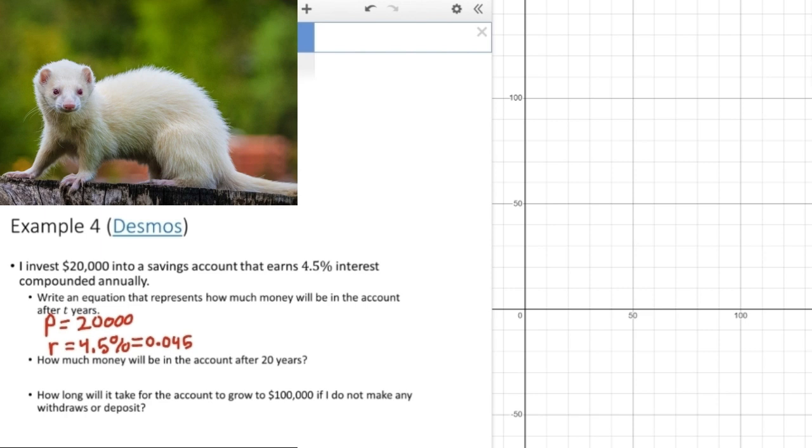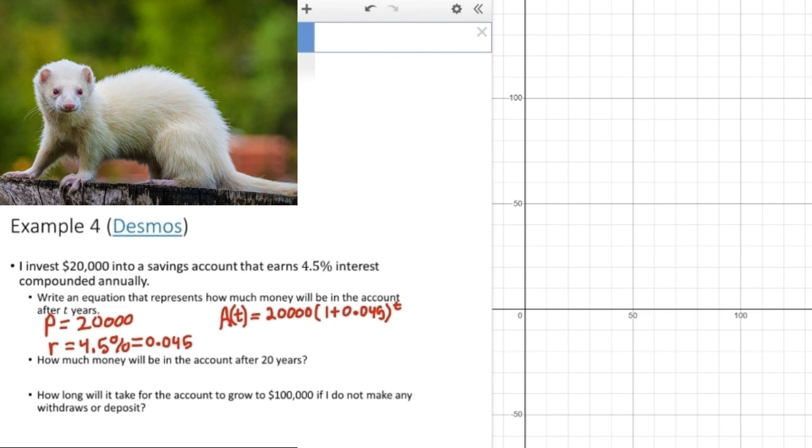Now we have everything we need to write out our formula. The amount of money in our account A is going to equal our principal P, which is 20,000, times 1 plus our growth rate of 0.045 raised to the T power. Note that since the only variable on the right-hand side is time, we just wrote A as a function of time. So we're going to put this in function notation, replacing the A with A of T. That way we can use Desmos to help us with our other questions.